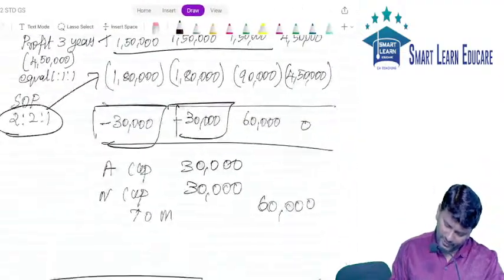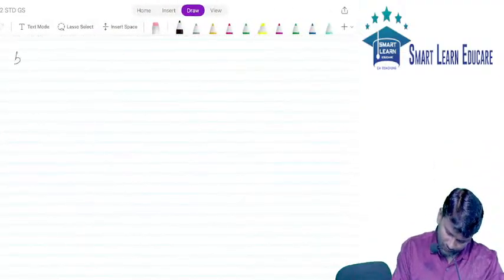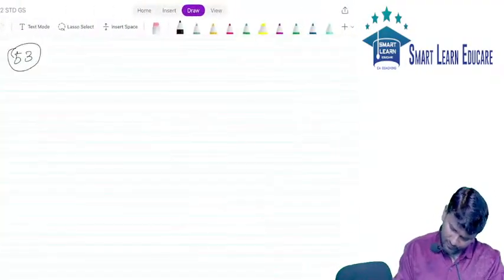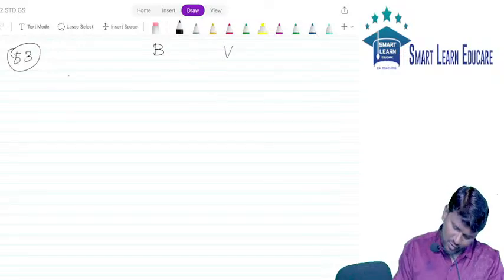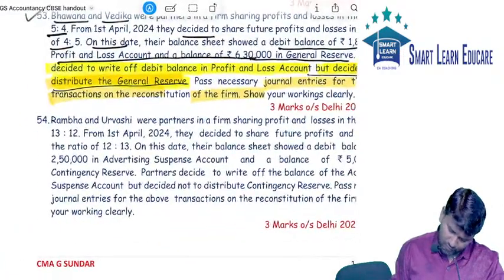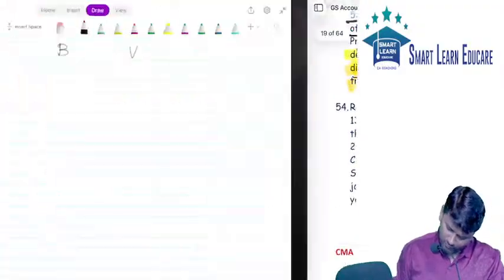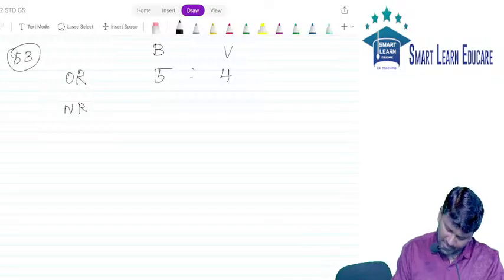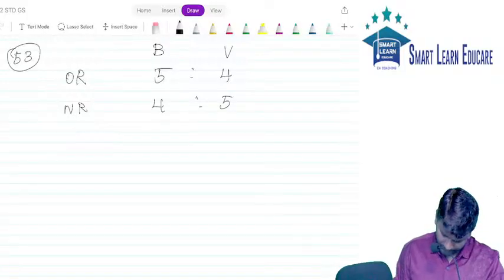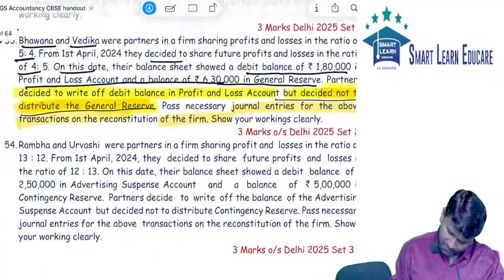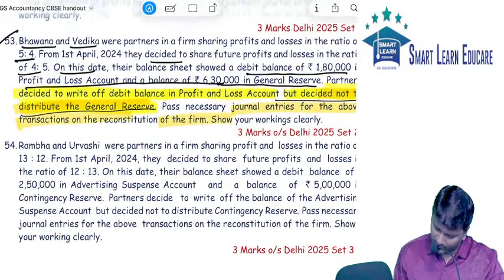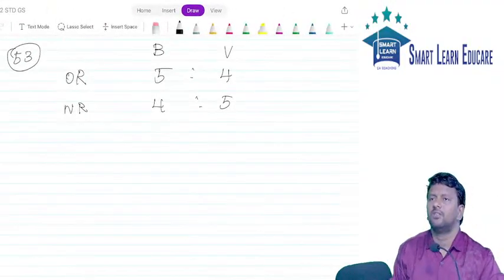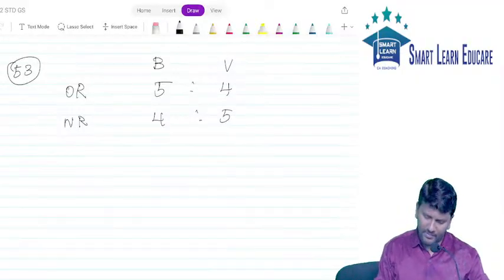So question number 53. Old partners name B and V. Old ratio, இதுக்கு முன்னாடி இருந்த ரேஷியோ 5:4. Now they want to change it as new ratio. இப்போ மாற்றணும்னு நினைக்கிறது 4:5. P&L debit balance இருக்கு. P&L debit balance should be transferred to partners capital. What is the entry for transferring P&L debit balance to partners capital?